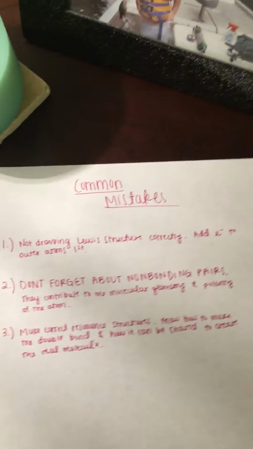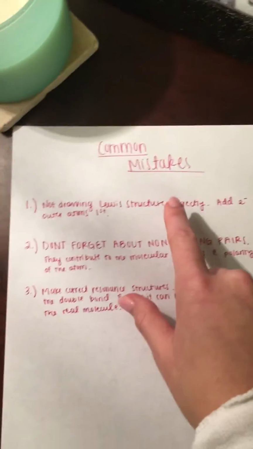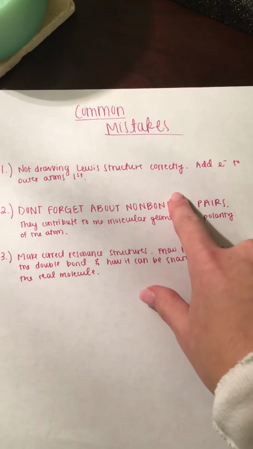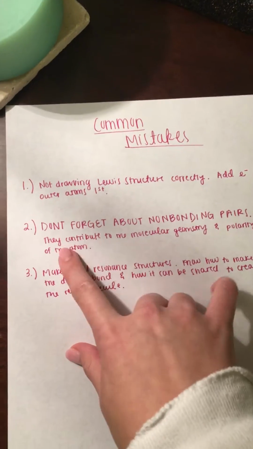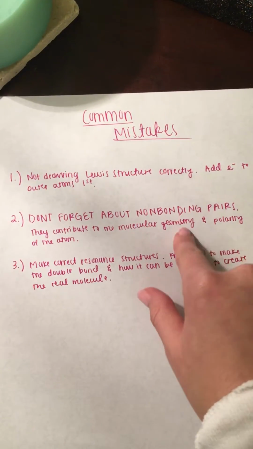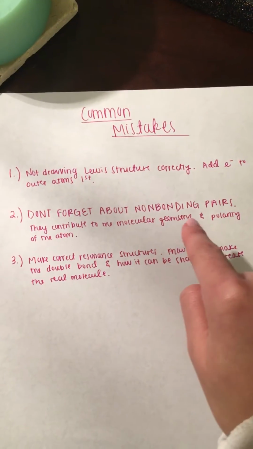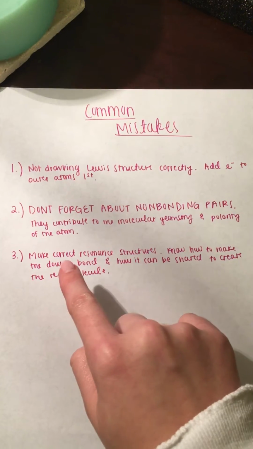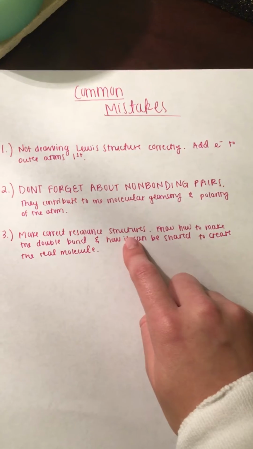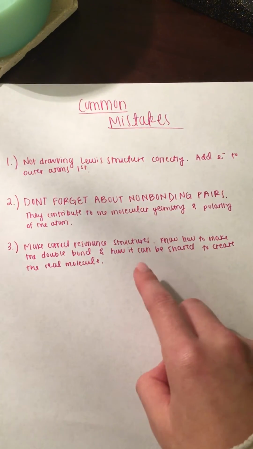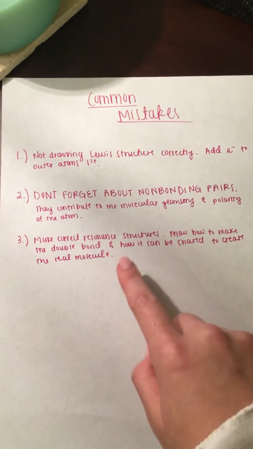So now looking at common mistakes. We see that not drawing the Lewis structure correctly can make you solve this problem incorrectly. You need to add the electrons to the outer atoms first. Also, don't forget about the non-bonding pairs. They're very essential to determining if the molecule is polar or not. And also, you need to make the correct resonance structures if you are ever asked to do so, or even when making a molecule, because that can help you determine molecular geometry or what the actual molecule looks like.